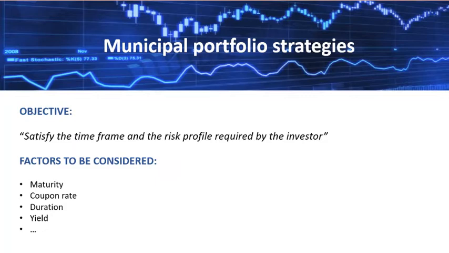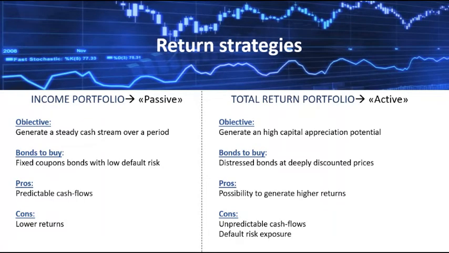To do this, it is important to consider many factors, like the maturity, the coupons, or the duration. If we consider the kind of return desired, we can build two different kinds of portfolio, the income portfolio and the total return portfolio. The objective of the income portfolio is to generate a predictable and constant cash flow, and to do this, generally, we buy fixed coupon bonds with a low level of default risk.